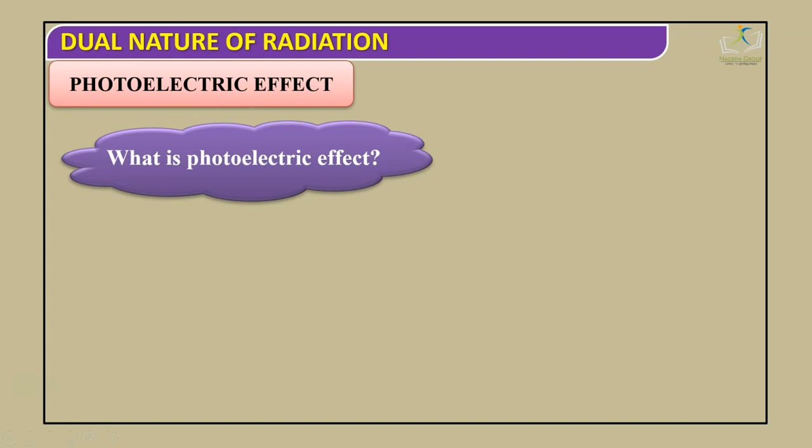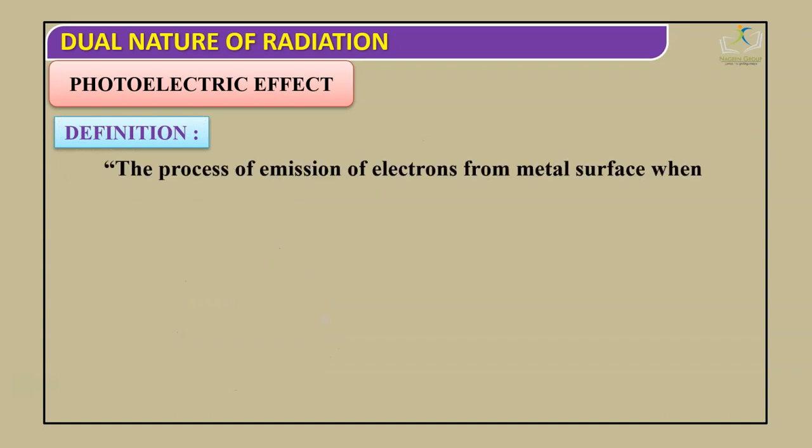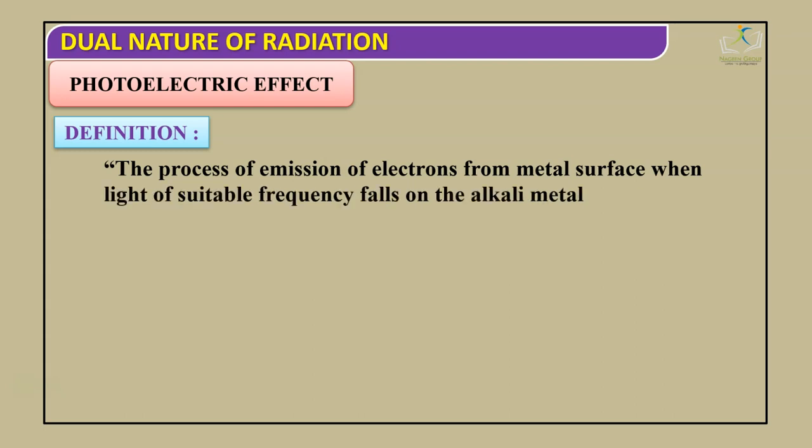What is the meaning of photoelectric effect? If we move on to the definition part, the process of emission of electrons from a metal surface when light of suitable frequency falls on the alkali metal surface is called the photoelectric effect. So, the process of emission of electrons from the metal surface when light of suitable frequency falls on the alkali metal surface is called the photoelectric effect.